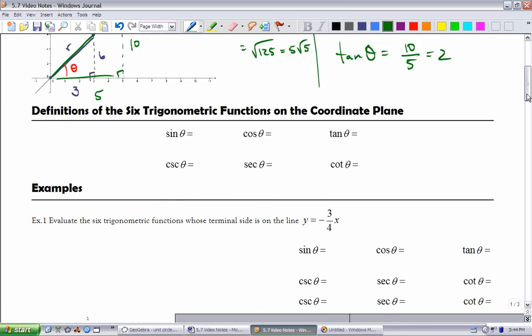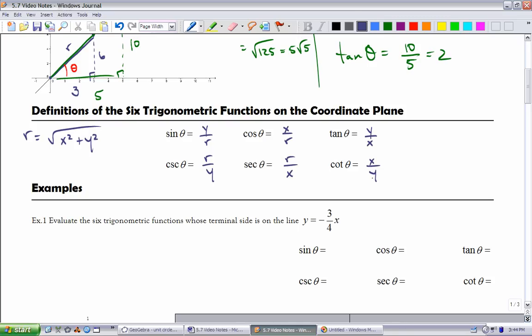So from there, what we actually figure out is if we define r to equal the square root of x squared plus y squared, then we can define the 6 trigonometric functions on the coordinate plane in the following way. Okay, sine is going to be y over r, cosine will be x over r, tangent will be y over x, cosecant will be r over y, which is the reciprocal of sine, secant r over x, and cotangent x over y.